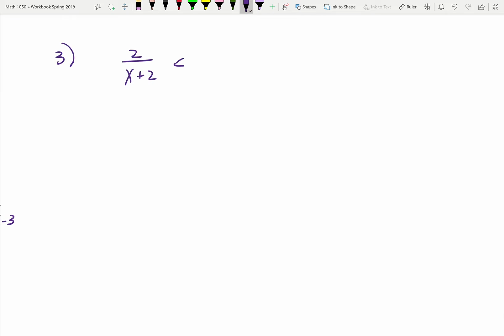You need to identify immediately that this is a critical numbers type 2. If you cross multiply right now, you're not going to get any points for the problem. You have got to remember the steps for critical numbers type 2. So step number 1 is to get a 0 on the right hand side. So that would be 2 over x plus 2 minus 1 over x minus 1 is less than 0.